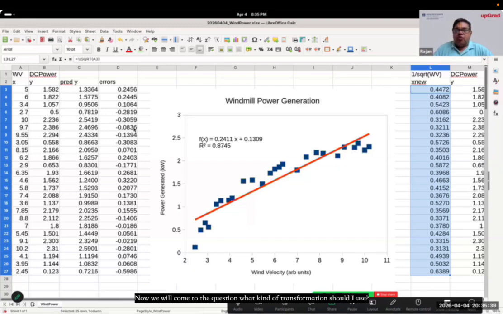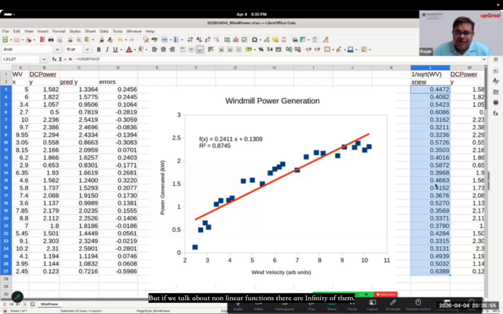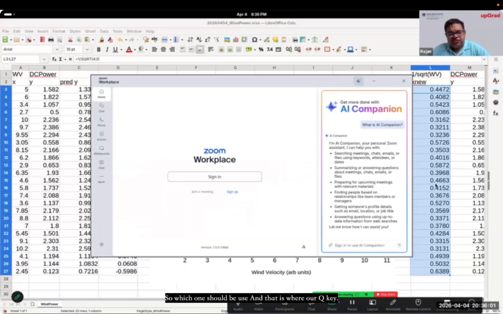Now we'll come to the question: what kind of ideal transformation happens when you have optimized the function? As we know, for a linear function between two variables, there is only one linear function. But if we talk about nonlinear functions, there are infinite of them. So which one should we use? That is where Tukey comes in.